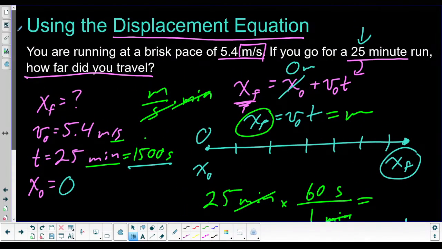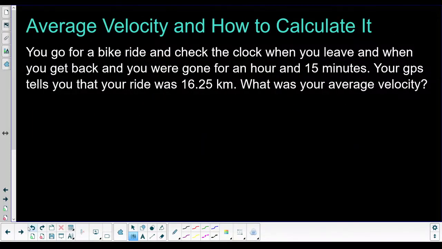Cool. All right. Let's look at the 2 average velocity problems, and I think I need to add one more displacement example, and we'll make it up on the fly. Those are really fun, but I want to show you one more type of strategy.